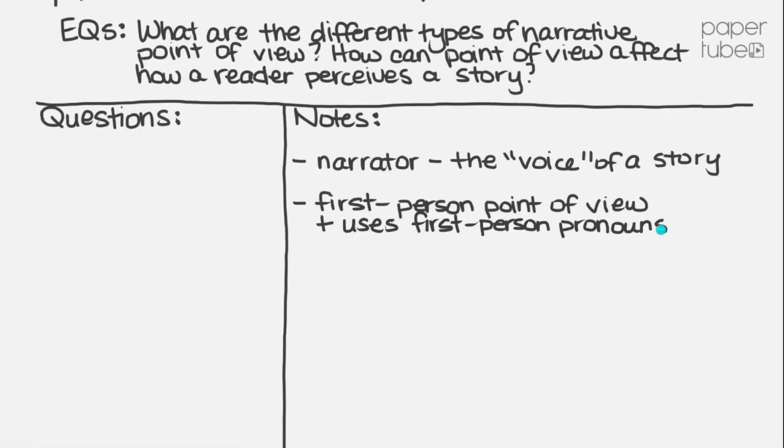For example, if you don't remember what your first person pronouns are, those would be words like I, me, mine, we, us, ours. Anything where the character is referring to themselves using these first person pronouns, that's probably going to be a first person, narrative point of view.